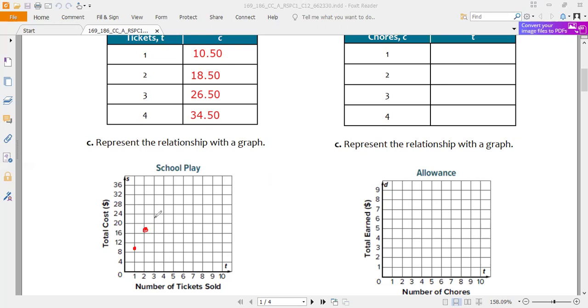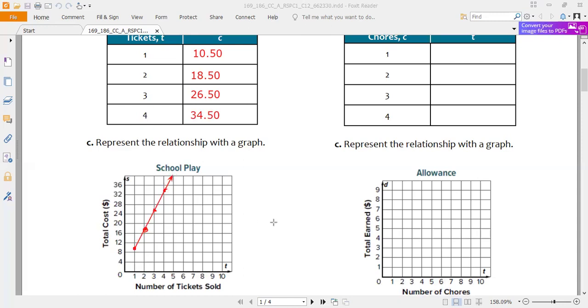For three tickets, the price is going to be 26.50. So let's move to 3. Between 24 and 28, you have 26.50. So this is the point. Then again for four tickets, it's 34.50. We move up, 32 and 36, between them we have the number 34.50. So now we have made the points. Let us join them with a line. So here is the line that we can join them, and it moves up from here.